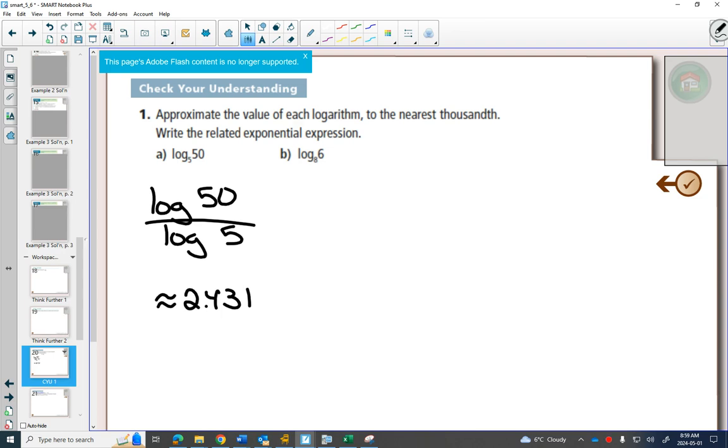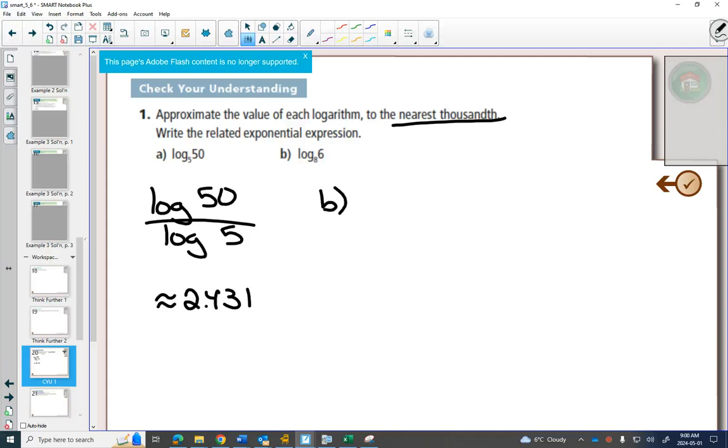I rounded to 3 decimal places automatically, because on your exam, 3 decimal places is the minimum. And then I reread my question, and it says to the nearest 1,000. Is that to the nearest 1,000? Right? These are your tens, these are your hundreds, these are your thousands.